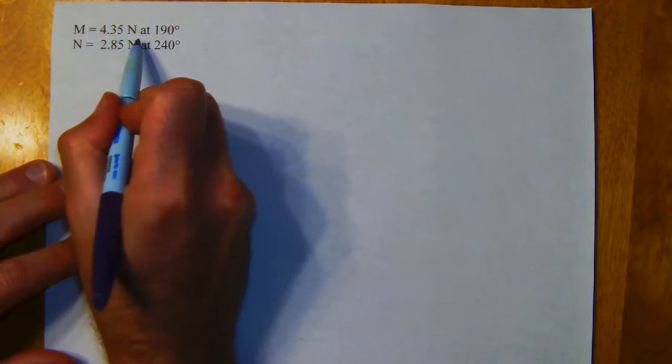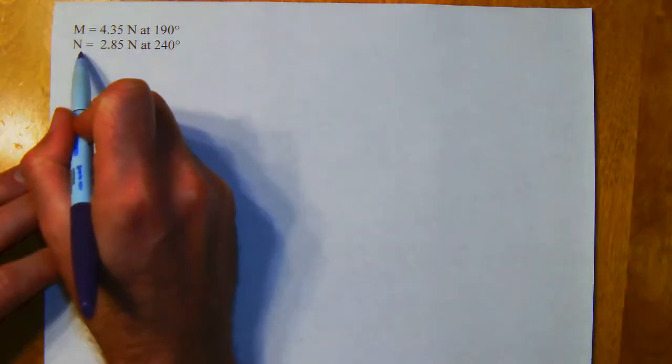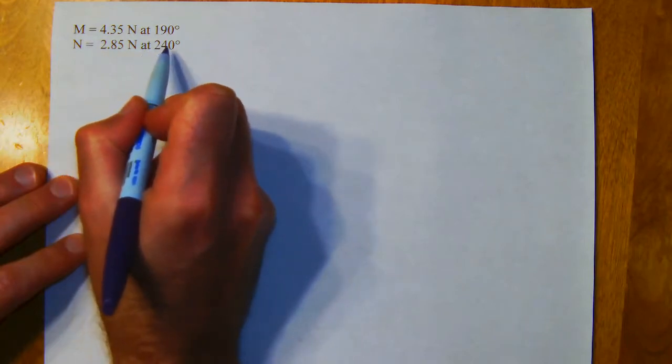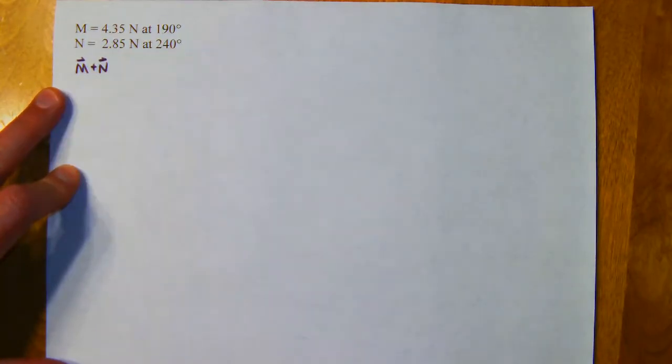Hey, future physicists, sample problem here. If I have vector m at 4.35 newtons at 190 degrees and vector n at 2.85 newtons at 240 degrees, I want to find what the sum of those two vectors is, m plus n.